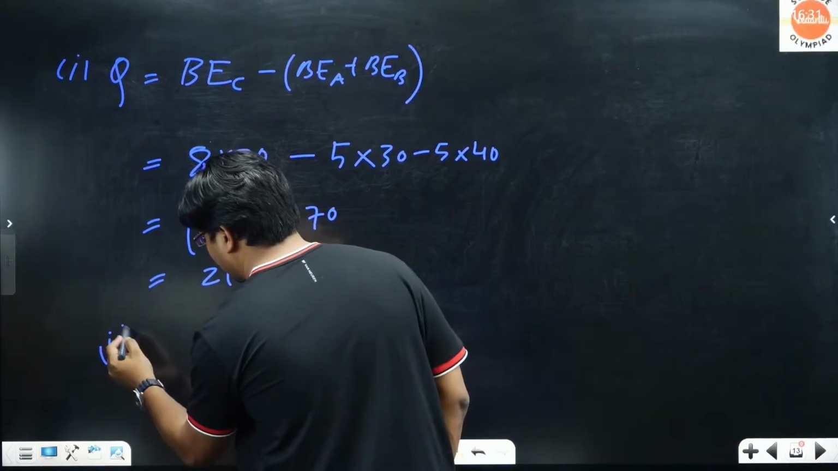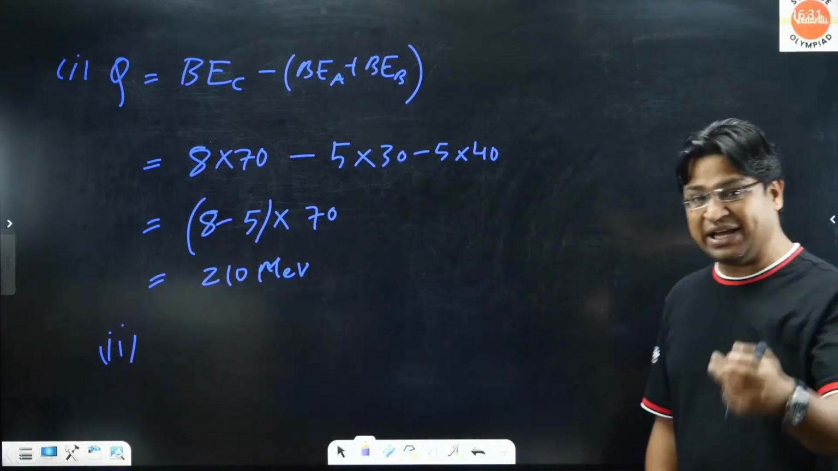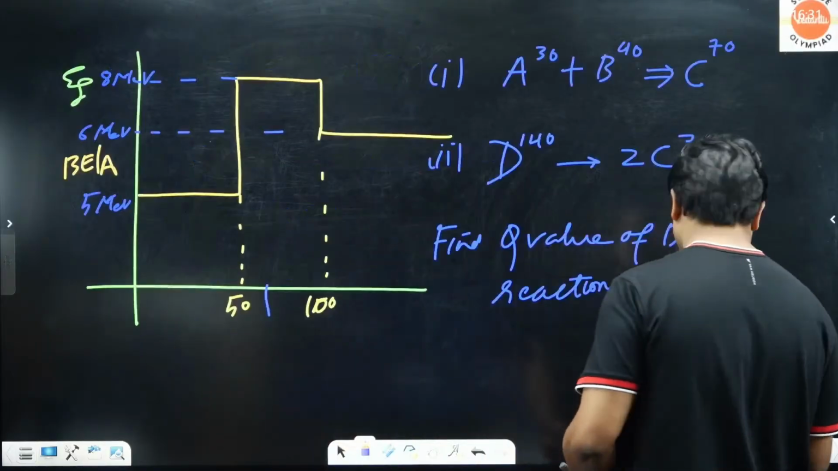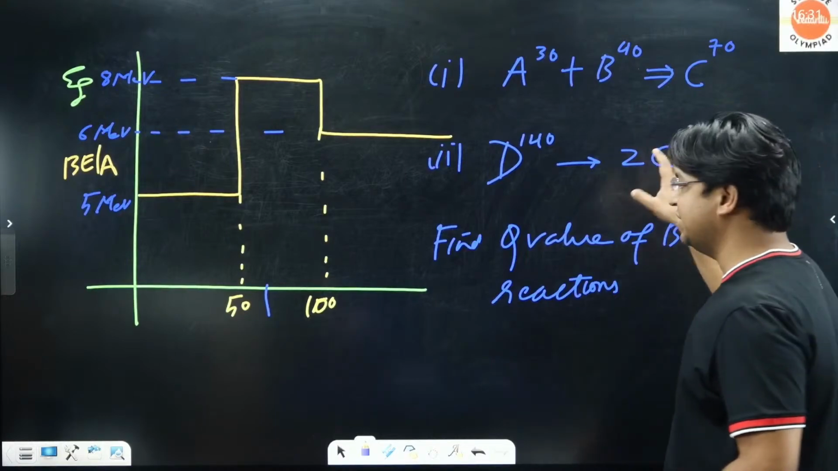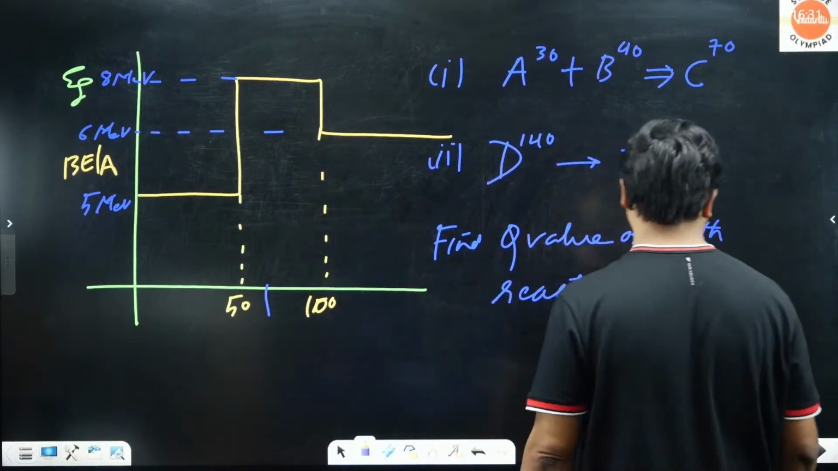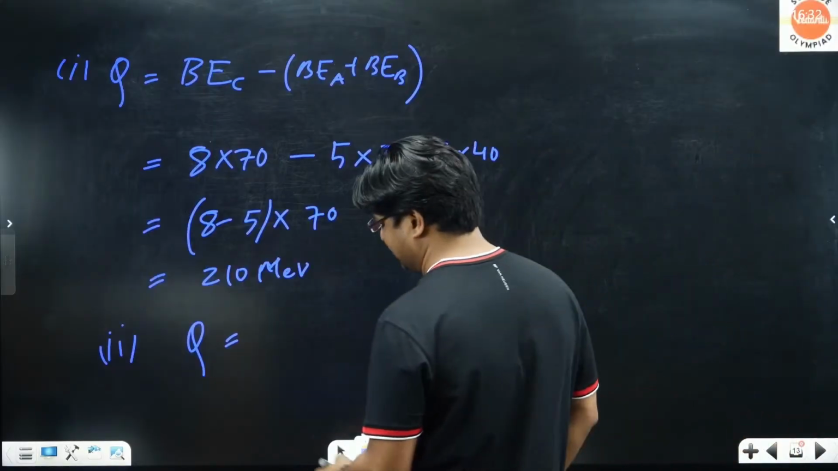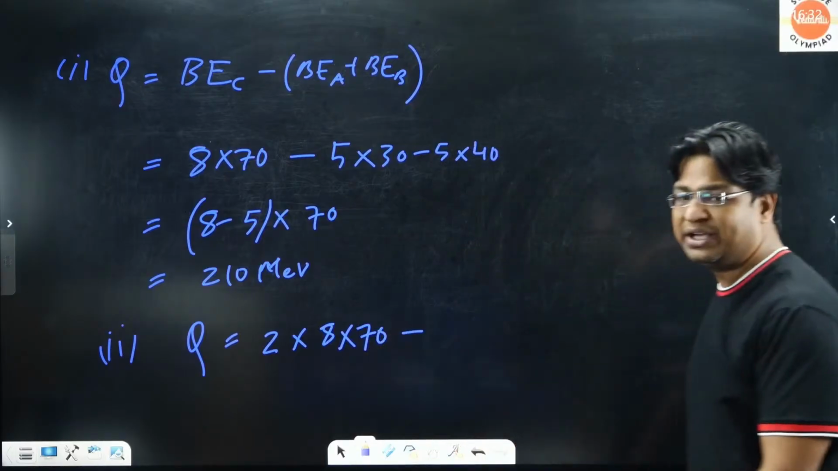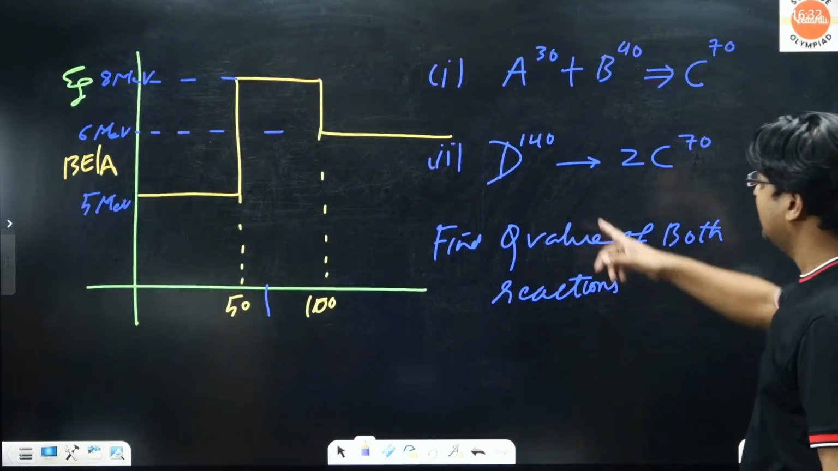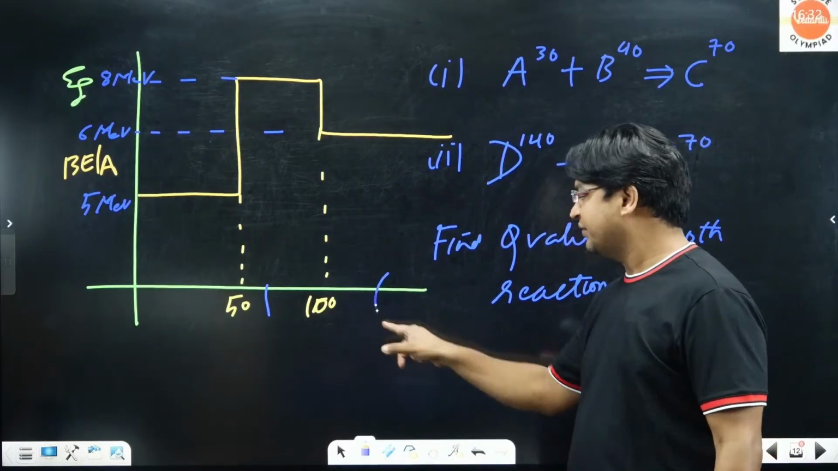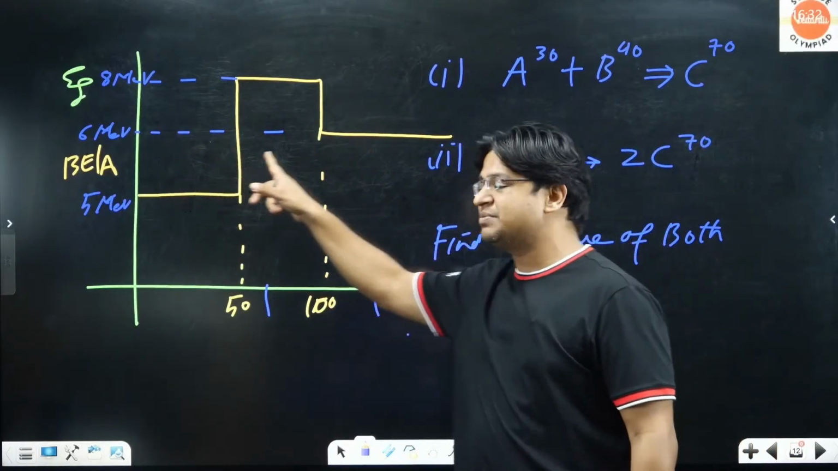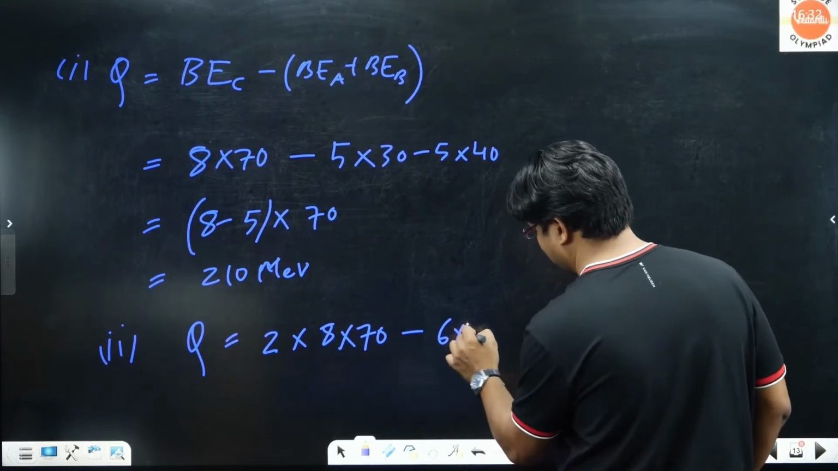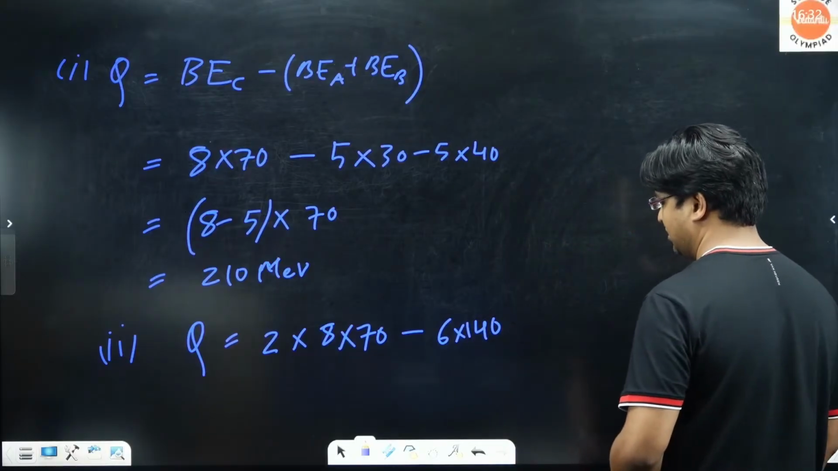Similarly, if we calculate the Q value of the second reaction in a similar manner, the product is C70. C has a binding energy per nucleon of 8, and we have two nuclei of C. So 2 times 8 into 70, minus the binding energy of D. The mass number is 140, so we are in this zone somewhere here. The binding energy per nucleon is 6. So 6 into 140 would be the binding energy of D.